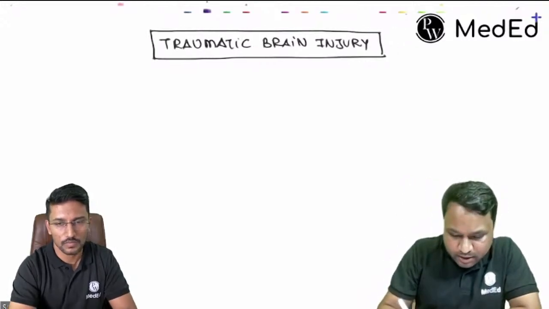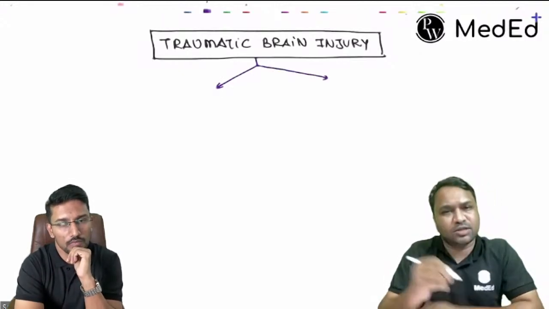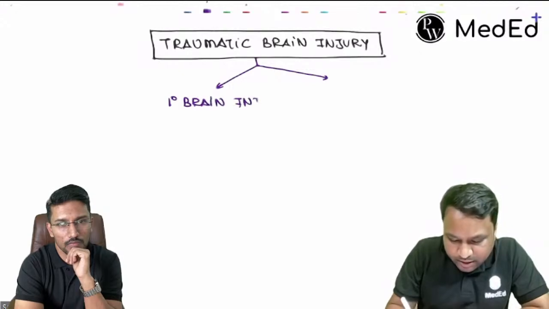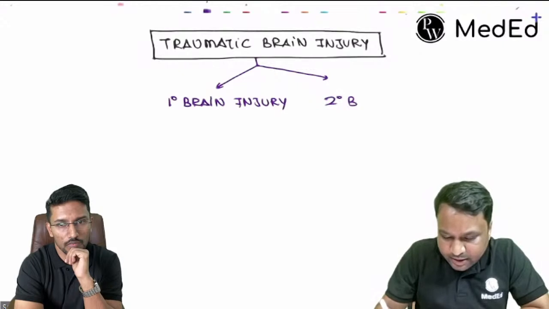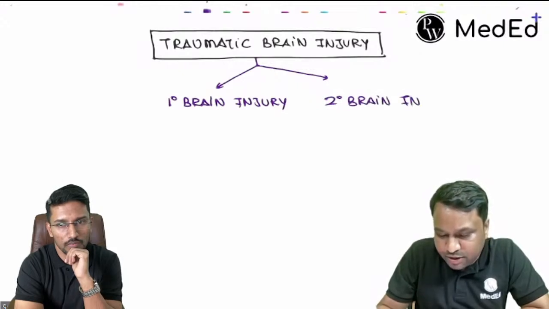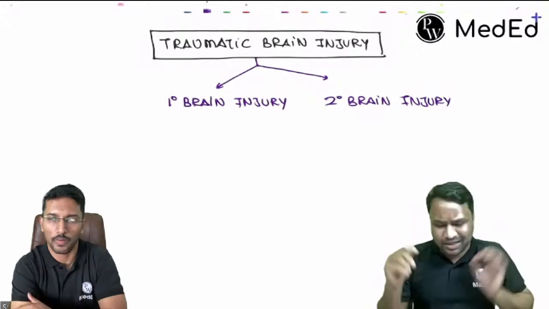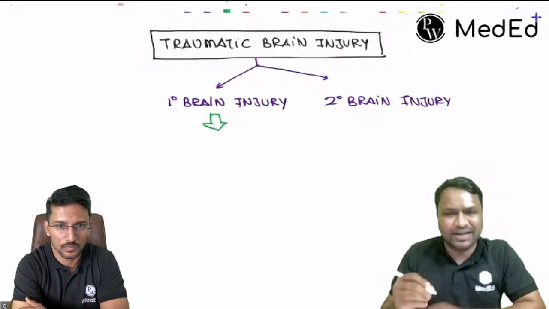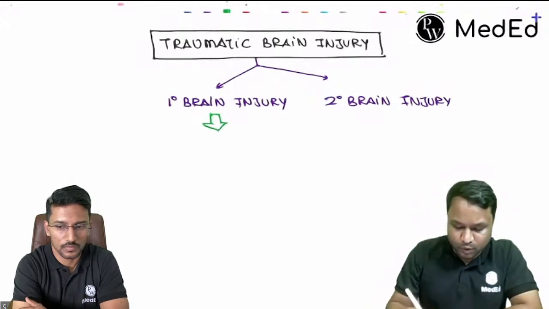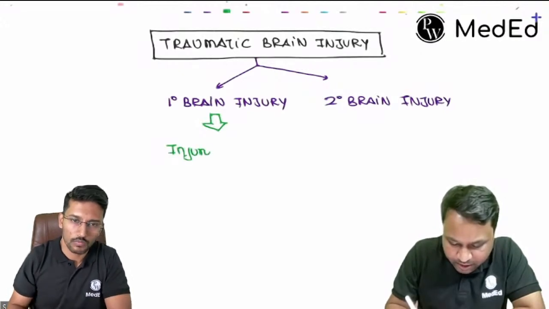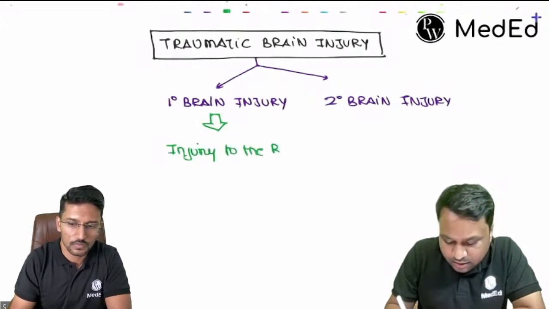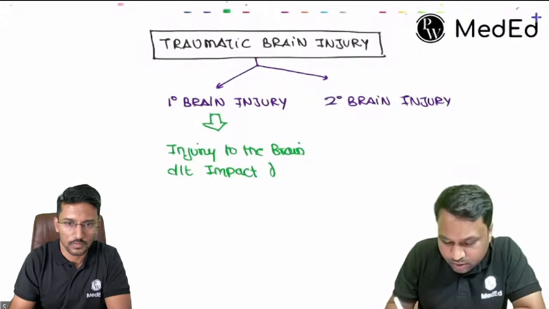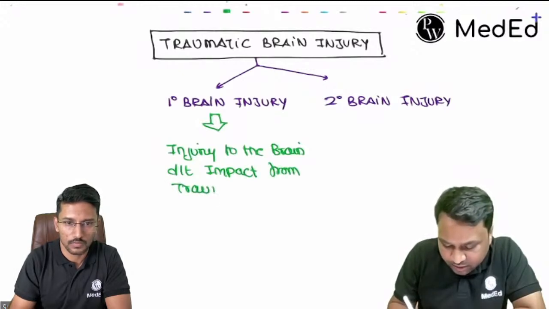Now, when I talk about traumatic brain injuries, I can divide them into two components. What are the two components? Number one is your primary brain injury. Another one is what we call the secondary brain injury. What is the baseline difference between these two? When you read the textbook, it gives you various different definitions and data. The easy way that I'm going to put it in front of you: primary is injury to the brain due to impact from trauma.